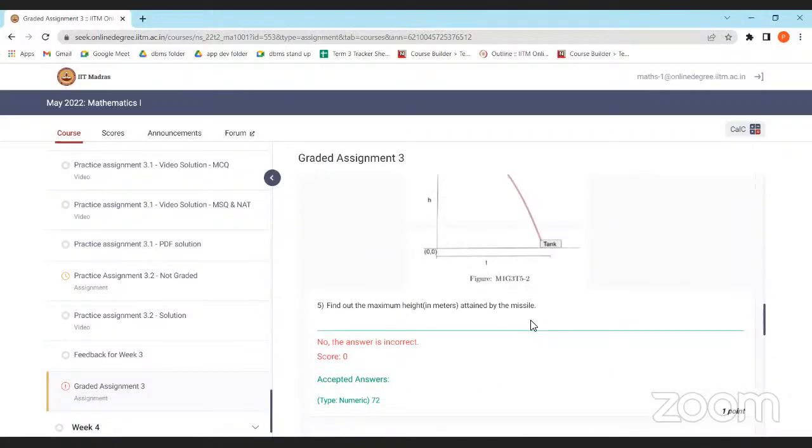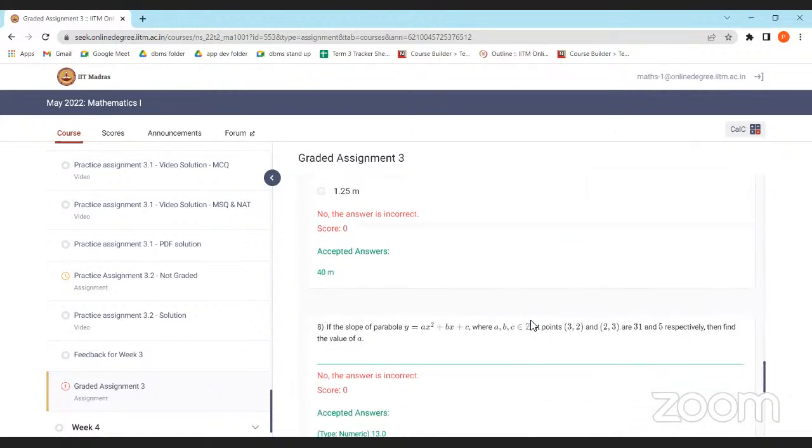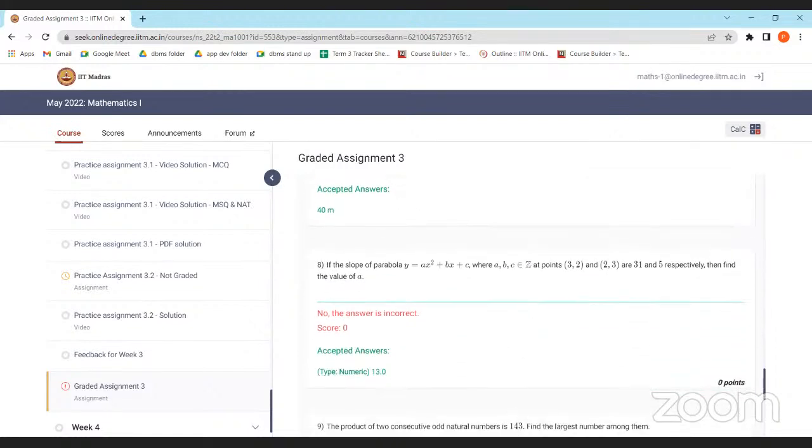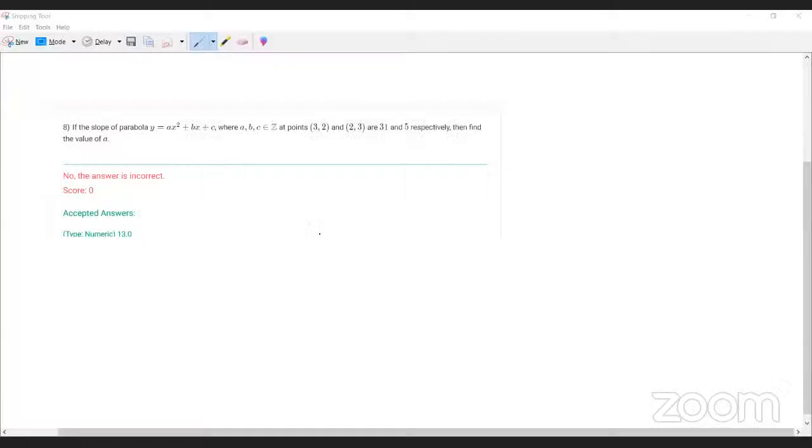Question number 8. That can be solved by just putting the value of x and y in the slope formula, but you have to take 45 and 14 instead of 31 and 5 and so on. Let me check. Just 1 minute. We'll solve this by using this number first.